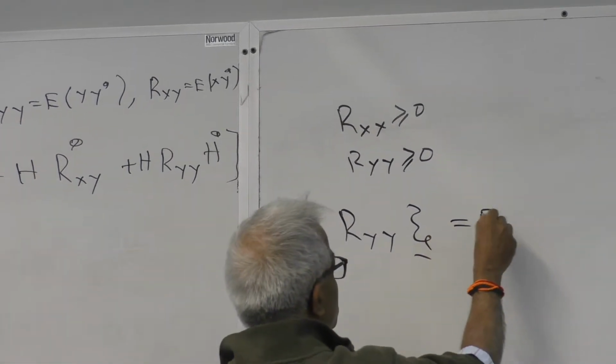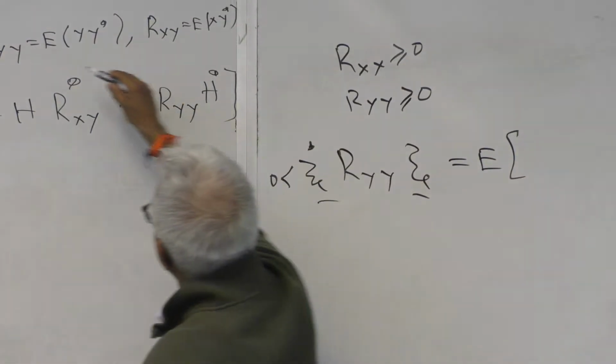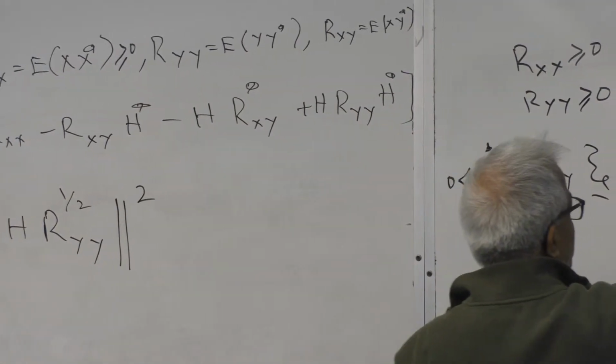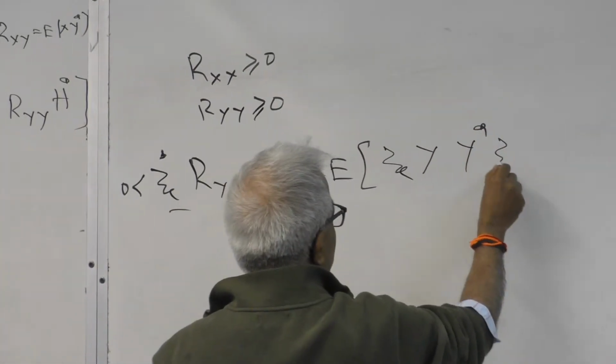So let's see whether that is true. So this is RYY here. So psi is just an arbitrary vector, y star, psi star.